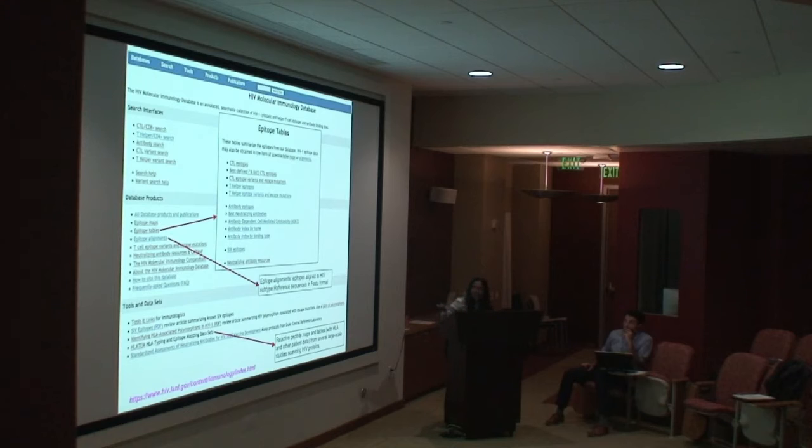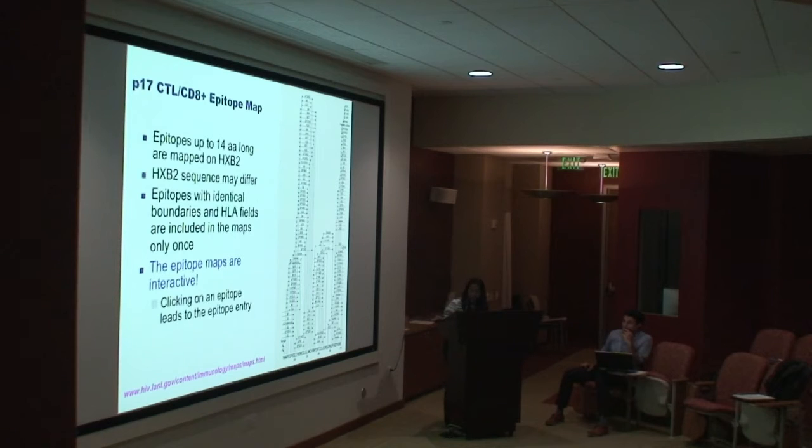Okay, here we go. Let me go back and reorient you. So if we were to search for CTL epitope maps, this is the kind of thing we would get. And this is the way we denote them on the maps. And the maps are interactive. This is just a very small slice of the HIV map, and here it shows you all the different epitopes that map to this particular sequence of HIV.